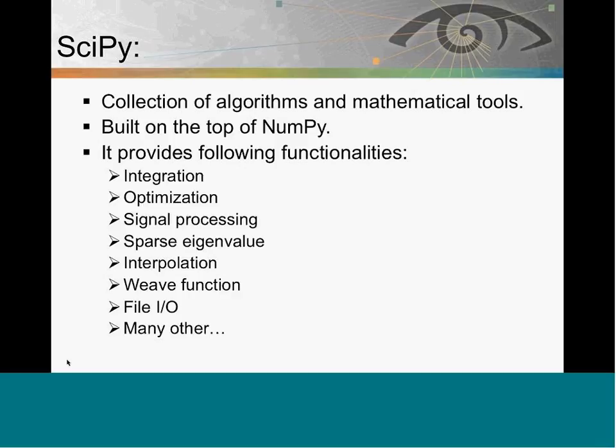So now about SciPy. As mentioned before, SciPy is on top of NumPy and provides the algorithms and mathematical tools, while NumPy provides the data structure layer. SciPy provides functionalities including integration functions, optimization functions, fast Fourier transform functions, sparse eigenvalue, and many more.